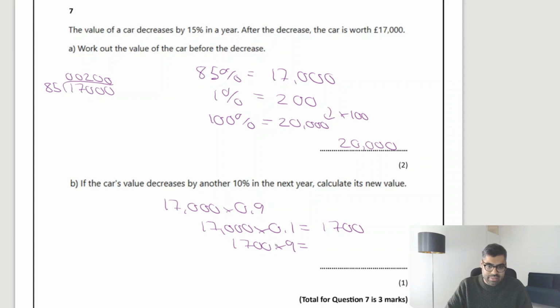So what's 1,700 times by 9? I've got no idea, so I'm going to have to calculate it on the left hand side. So 9 times 0 is 0, 9 times 0 again is 0, 9 times 7 is 63, 9 times 1 is 9, add the 6, gives us 15. So the answer is 15,300 once we've taken off 10%.